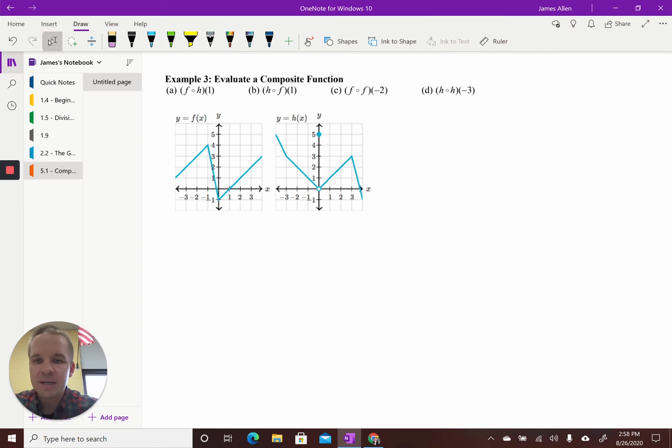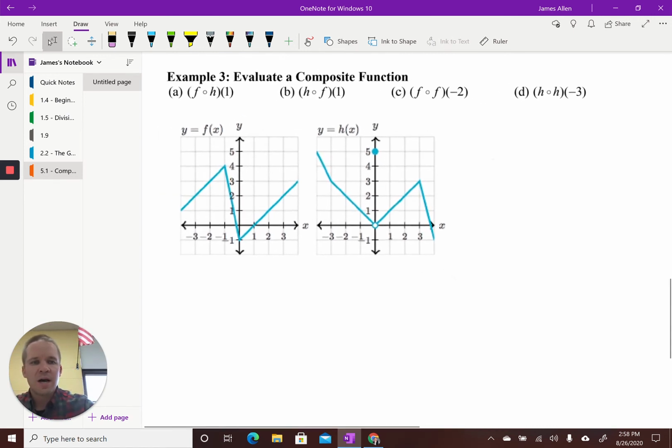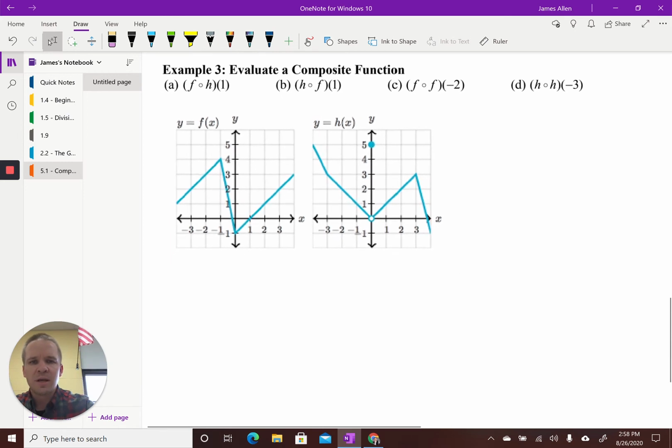All right, last thing we're dealing with, graphs. We're going to evaluate a composite function from a graph. I remember struggling with these the first time around. It takes a little bit of time to get used to it, but just be careful. So let's start. We have our y equals f of x right here, and our y equals h of x here.